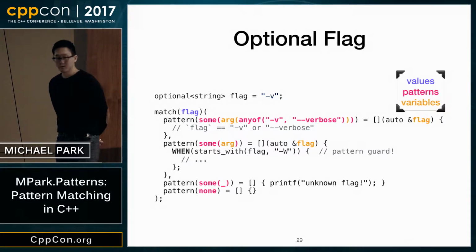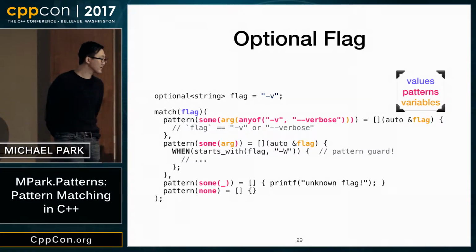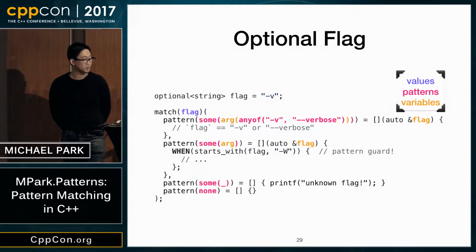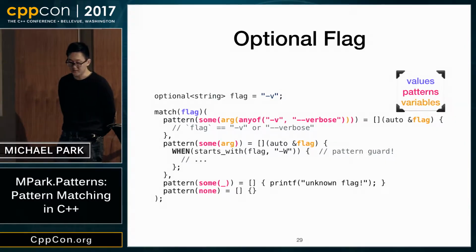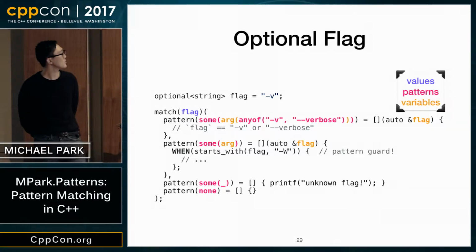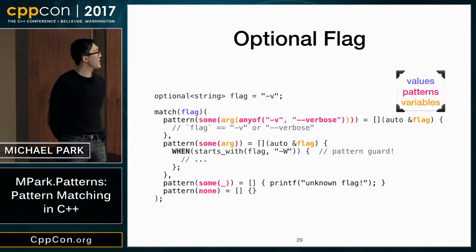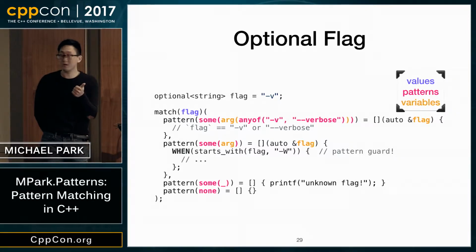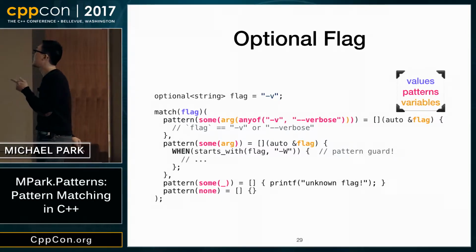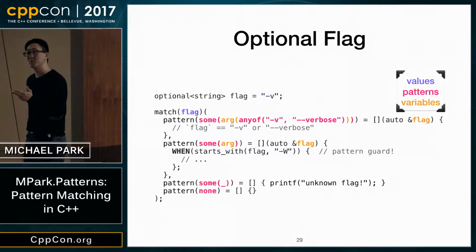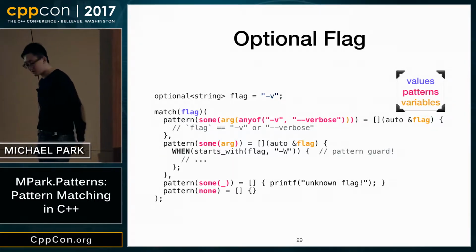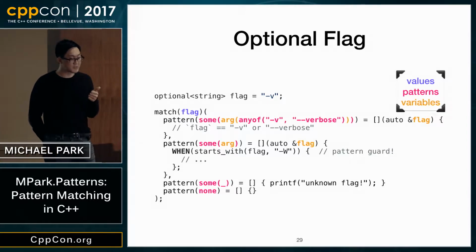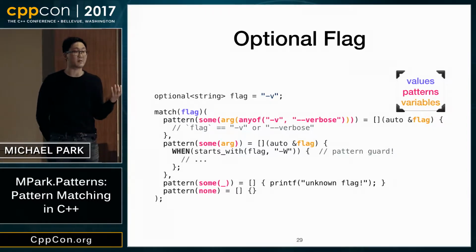Here's another example, an optional flag example. Suppose we have an optional command line flag, and we're going to analyze the input. So we match on the flag, and the new patterns here are some, none, any of, and a different use of arg. So let's go through it. Some is a pattern whose syntax would be some of some pattern inside.